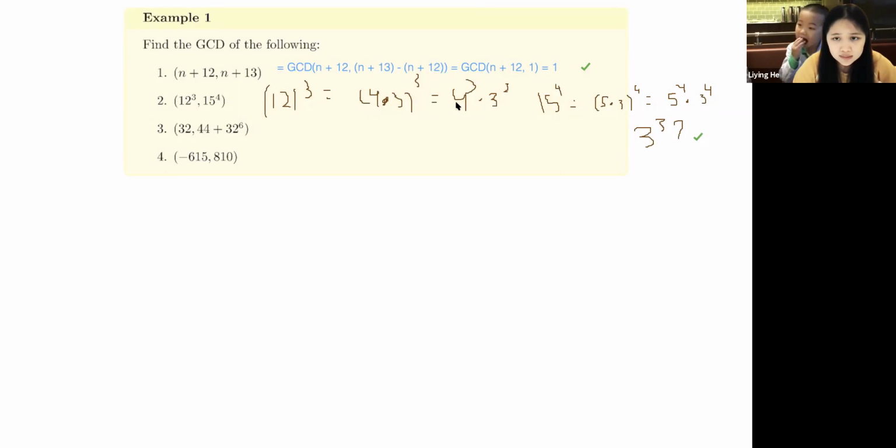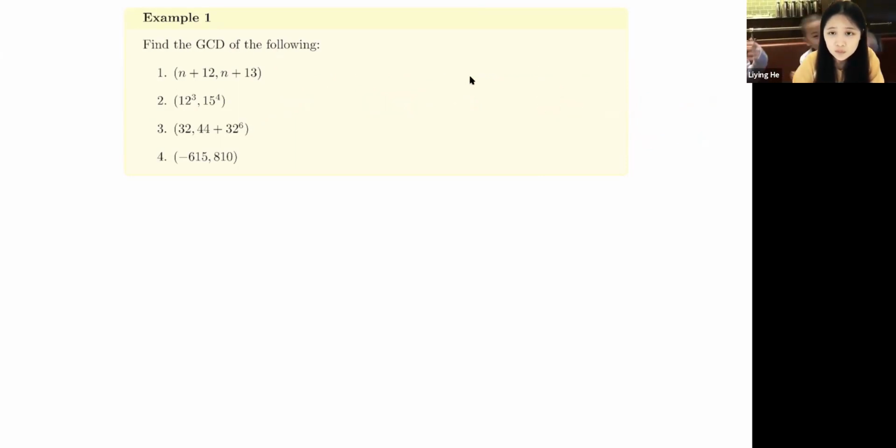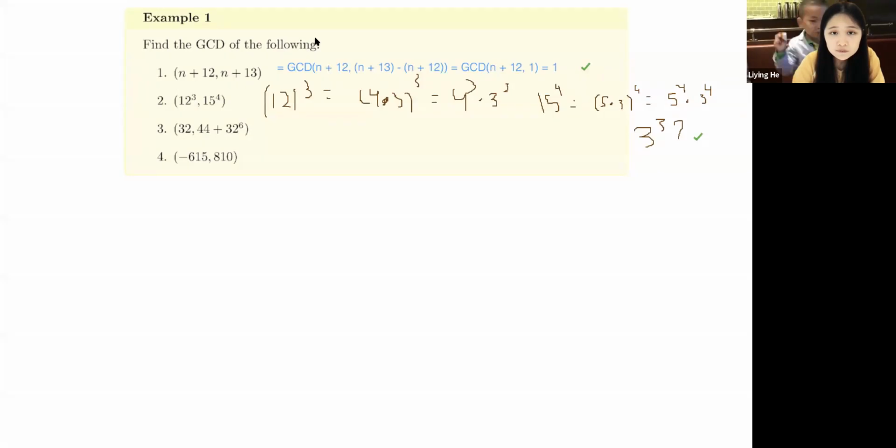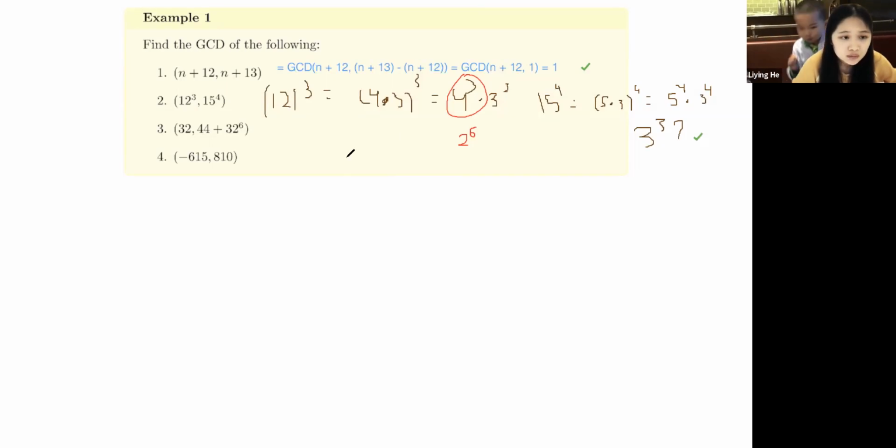One thing I want to say is it would be better if you write 4 to the power of 3 as 2 to the power of 6, because 4 is not a prime. Okay? Everything else is good. Alright, so number 3.